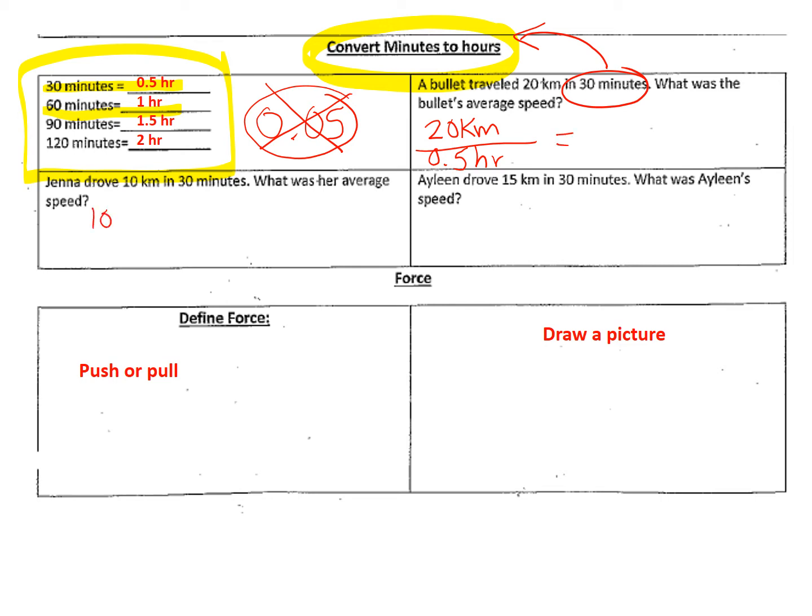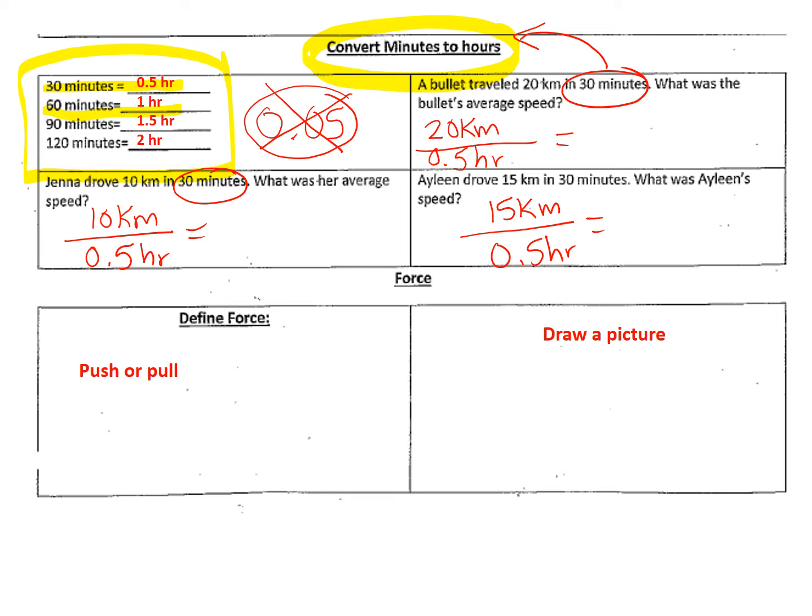And then the next one, I have 10 kilometers, and then again, 30 minutes, convert it to hours. So I've got 0.5 hours. And then here I've got 15 kilometers divided by 0.5 hours as well. So you figure out your answers here, use your calculator to finish that.